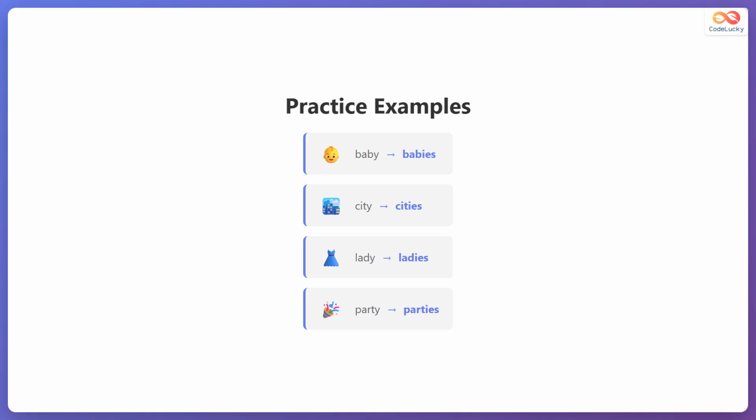Let's practice with more examples. Baby becomes babies, city becomes cities, lady becomes ladies, and party becomes parties. All of these follow the first rule because there is a consonant before the Y. Take time to identify the letter before Y in each word, and you will know which rule to use.